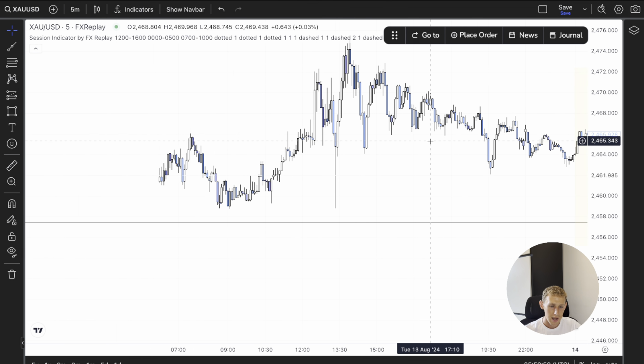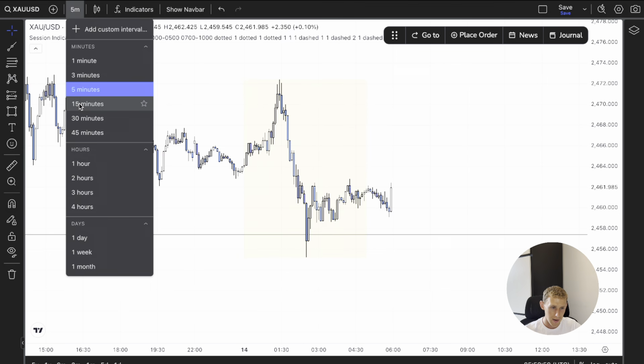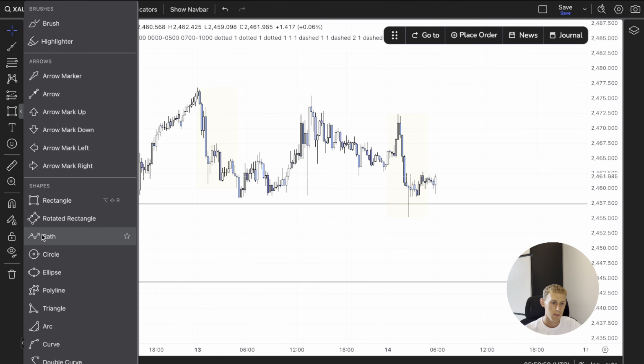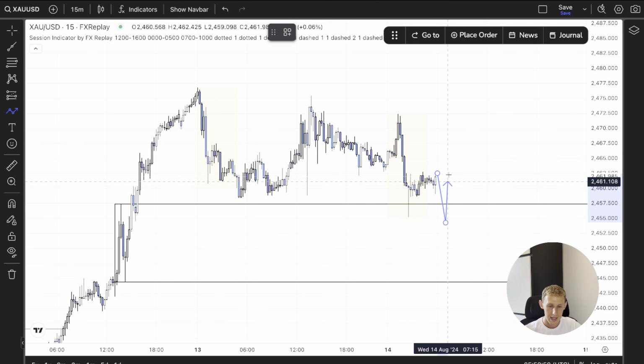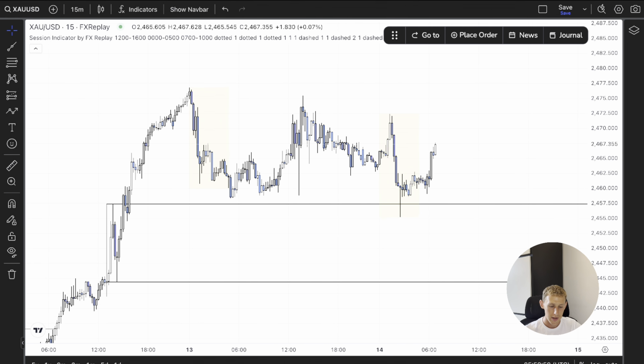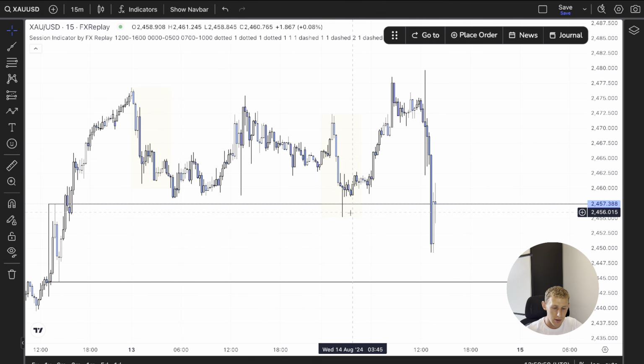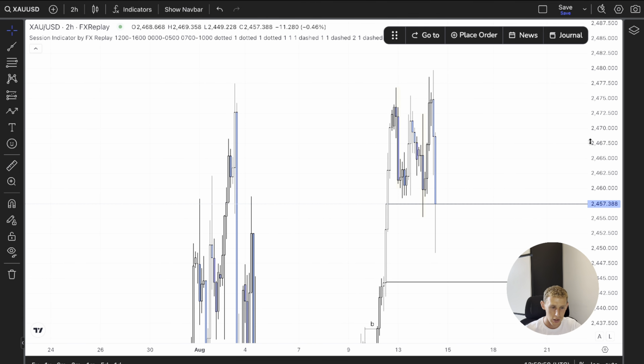There's no structure here though for it to break, so this is going to be very difficult to find an entry. The only thing that would validate this for me would be if price can take out the low and then cause a change of character. Apart from that, there's not anything valid there for me. Okay, yeah, there you go. So you can see price respected the demand, pushed up, broke the high, but there was no confirmation.